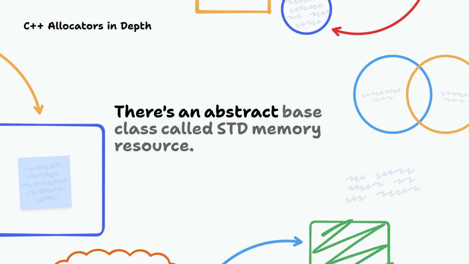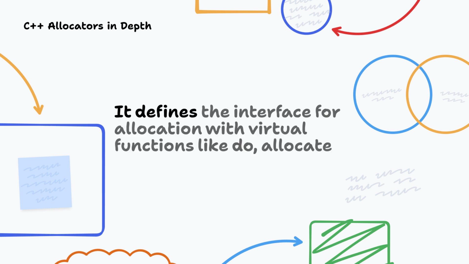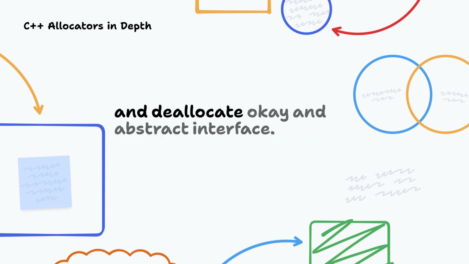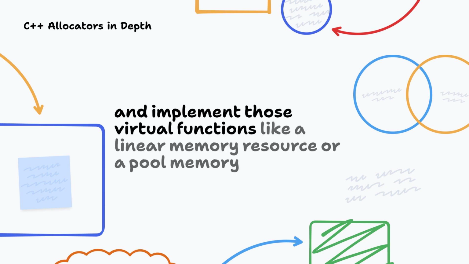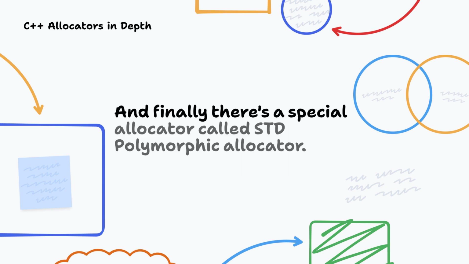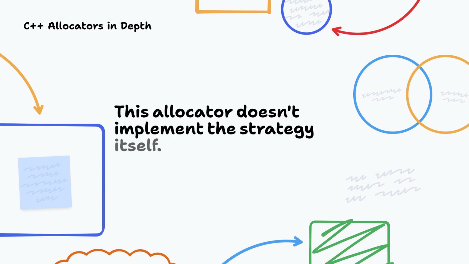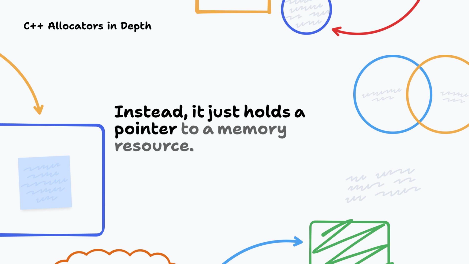How? There's an abstract base class called std::pmr::memory_resource. It defines the interface for allocation with virtual functions like do_allocate and do_deallocate. Okay, an abstract interface. Then you have concrete allocator strategies that derive from memory_resource and implement those virtual functions, like a linear memory resource or a pool memory resource. Right. And finally, there's a special allocator called std::pmr::polymorphic_allocator. This allocator doesn't implement the strategy itself. Instead, it just holds a pointer to a std::pmr::memory_resource.